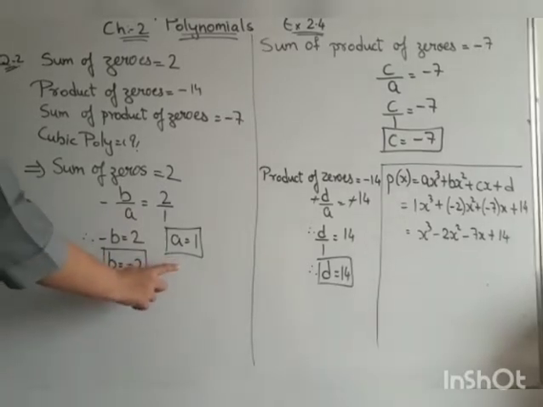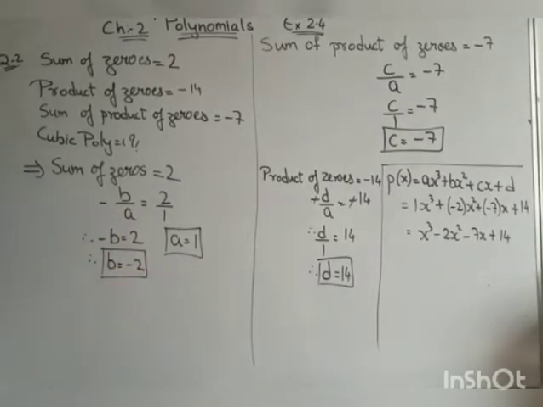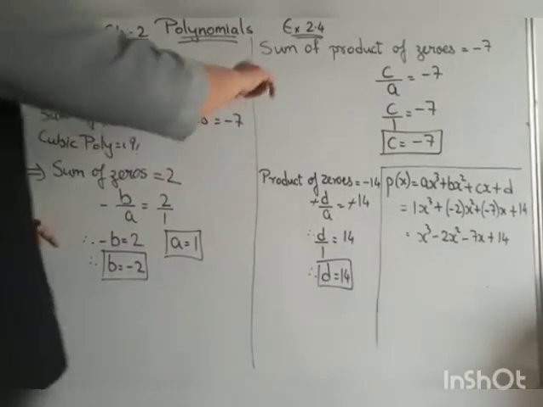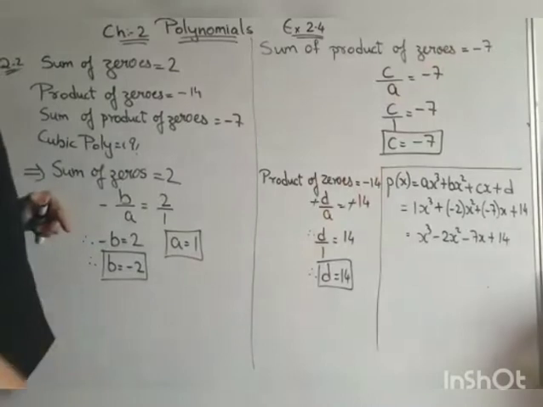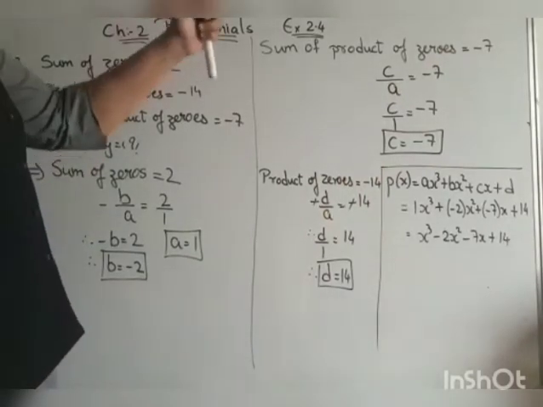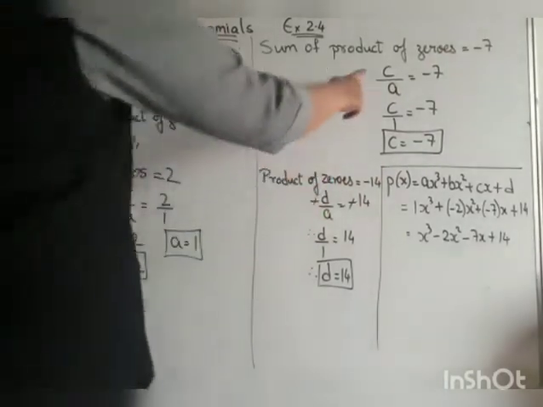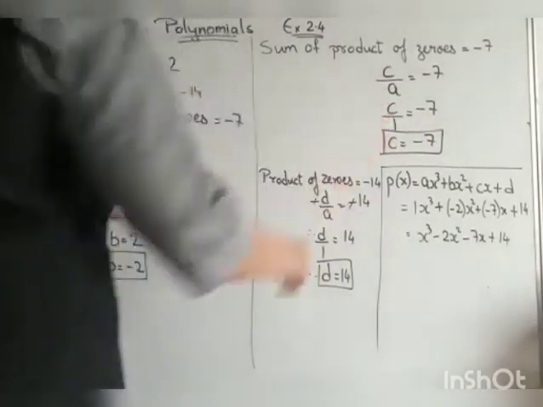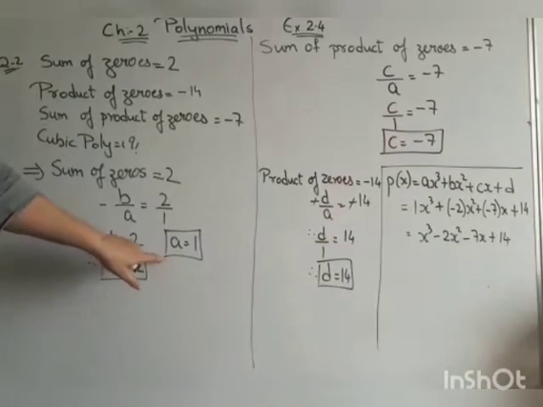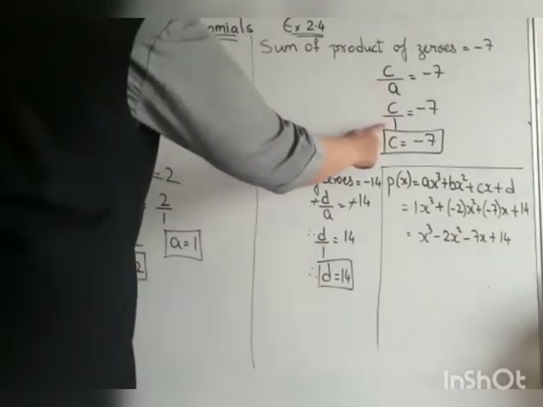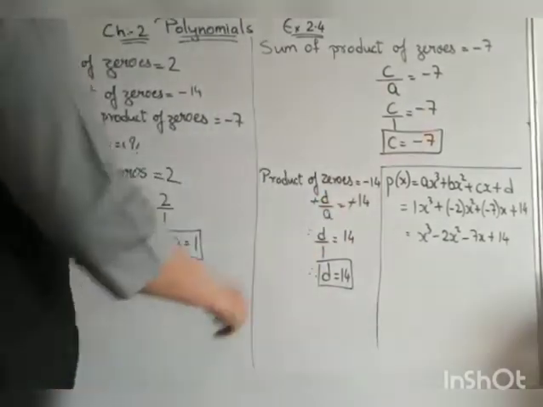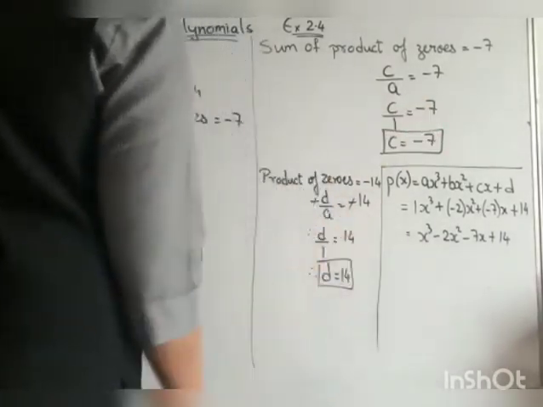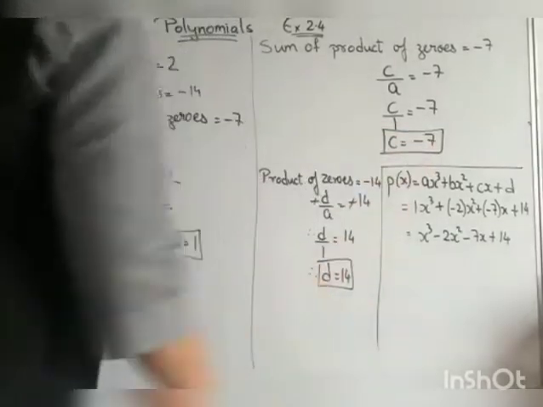So here you can see a is equal to 1, b is equal to minus 2. Next, it is given that the sum of product of zeros is equal to minus 7. The formula is c upon a. So c upon a is equal to minus 7. In place of a, here we have got a as 1, so 1 is equal to minus 7. Now division becomes multiplication, so 1 into minus 7 is minus 7. So c we have got is minus 7.